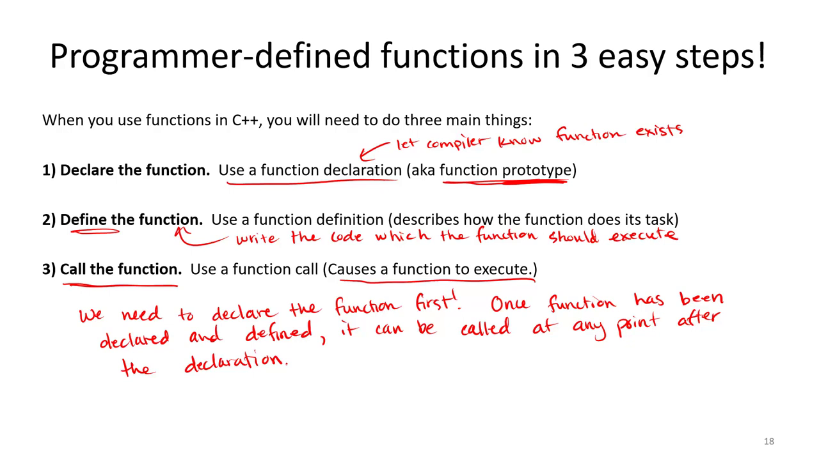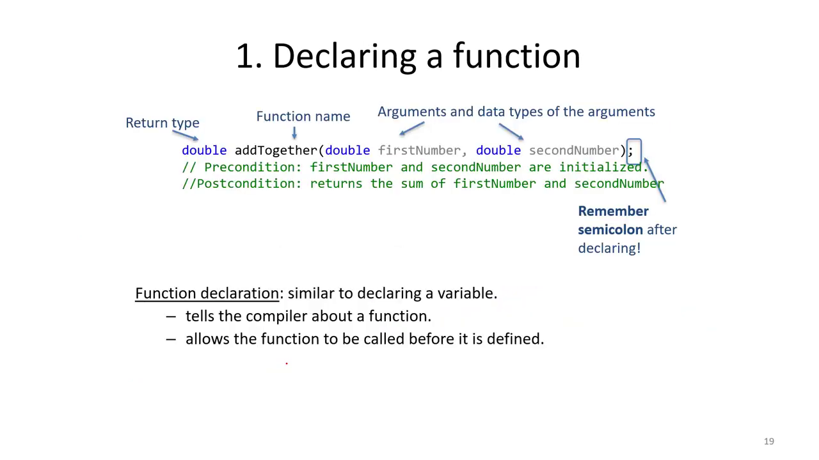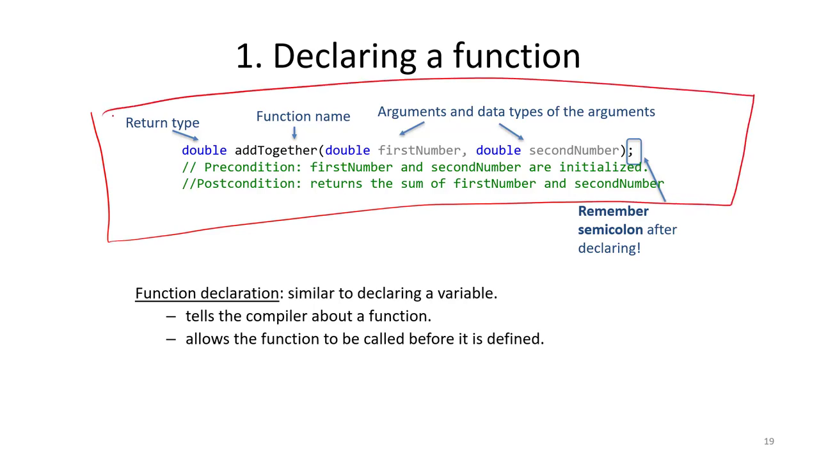So now let's take a closer look at each of these 3 steps, and we'll explain how we actually code up the declaration, definition, and call for a function. So first is our function declaration. And you can see we have an example here for an add together function. So a declaration should include the code shown here.